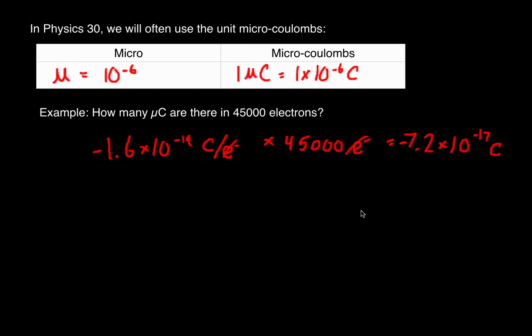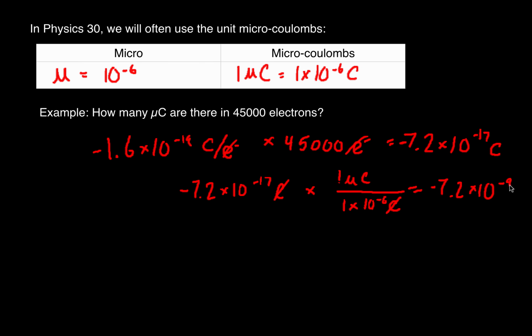We want to convert this into microcoulombs. Minus 7.2 times 10 to the minus 17 coulombs times 1 microcoulomb divided by 1 times 10 to the minus 6 coulombs. So coulomb cancels out, and we end up with minus 7.2 times 10 to the minus 9 microcoulombs.